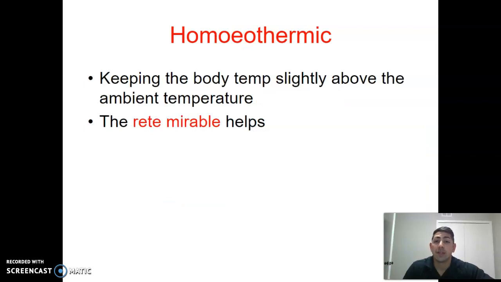Homeothermic. So homeothermic means keeping the body temperature slightly above ambient temperature. We discussed that sharks are ectothermic, but sharks that have a rete mirabile can have a slightly warmer temperature.